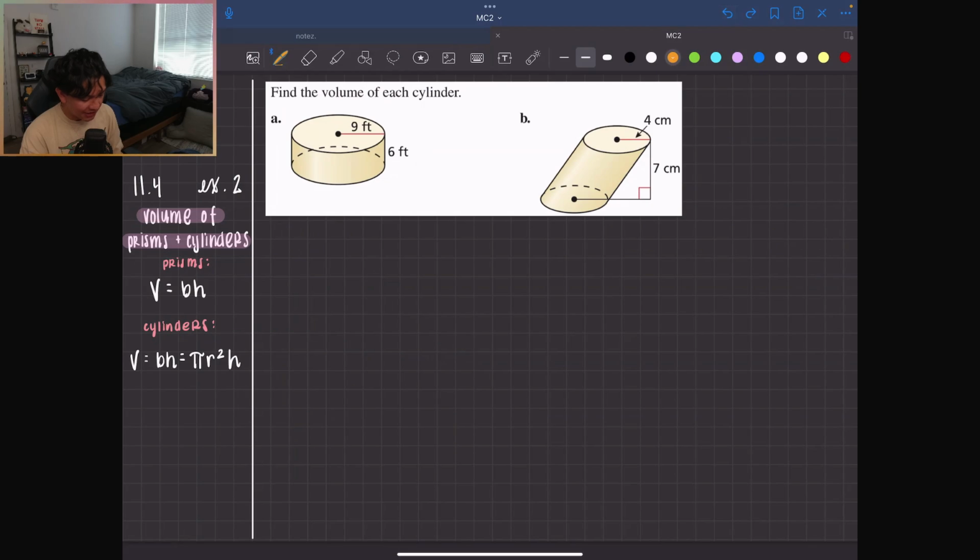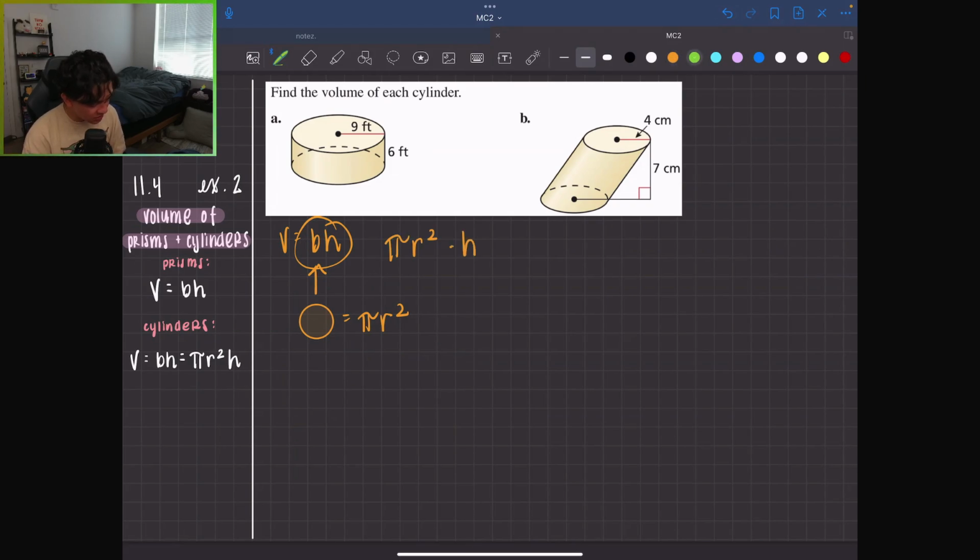The way for us to find the volume of a cylinder is the same exact thing, your base times the height. So the volume of a cylinder is also base times height. But let's dive into what this base really is. If the base is a circle, how do we find the area of a circle? Again, it's going to be pi r squared. So basically, the volume of a cylinder is going to be pi r squared times h.